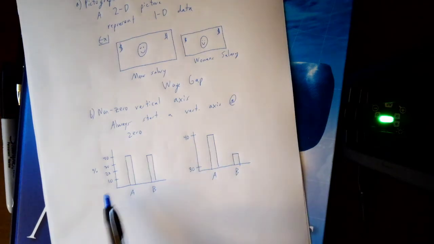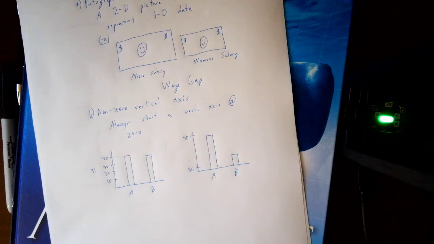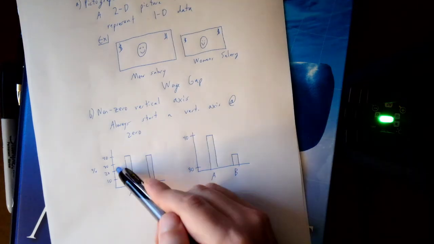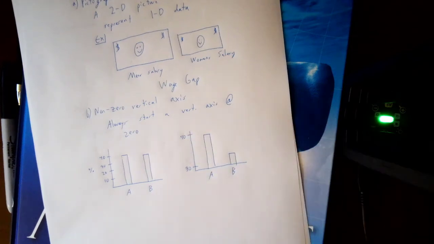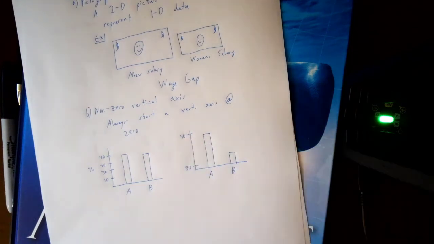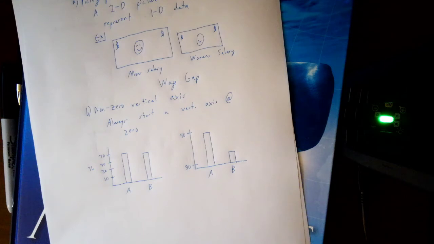You should always count a regular scale on your graph. Always start at 0 and count up by a reasonable scale. Here we just jumped to 30 and went up to 40, right? This isn't a good scale.